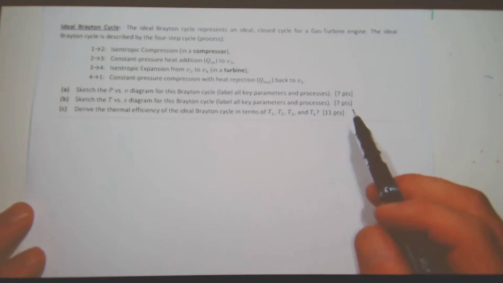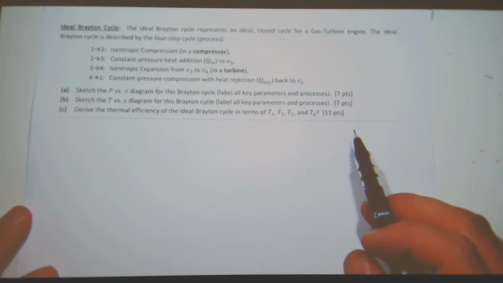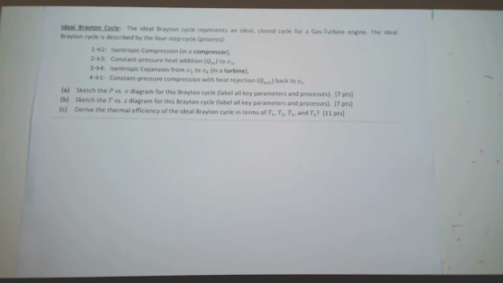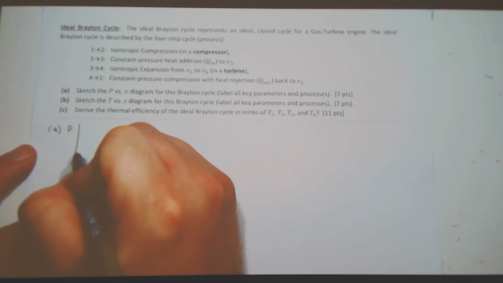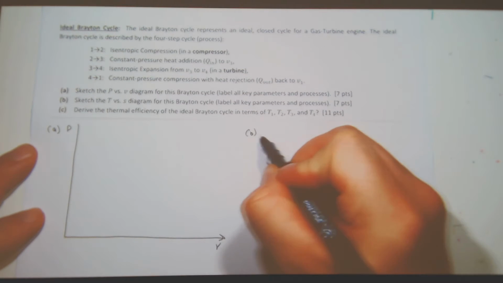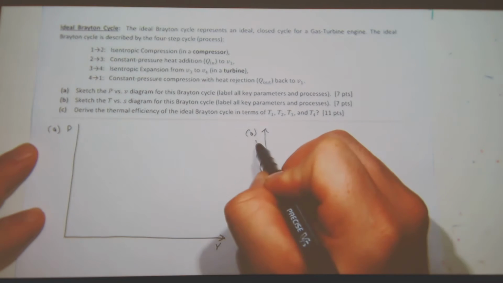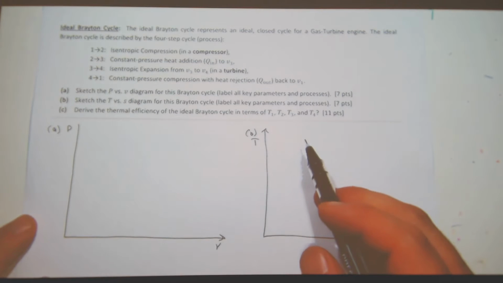Okay, so the ideal Brayton cycle represents a closed cycle for a gas turbine engine, and the ideal case can be described by a 4-step cycle process. So let's do it. A, pressure versus volume. B, entropy, temperature. And isentropic compression in a compressor.